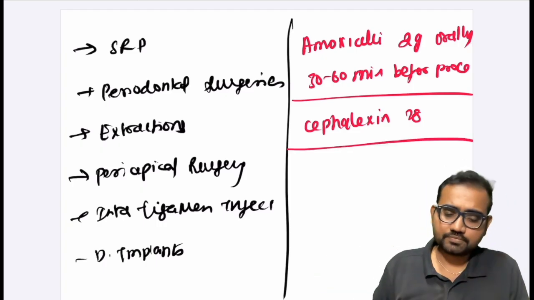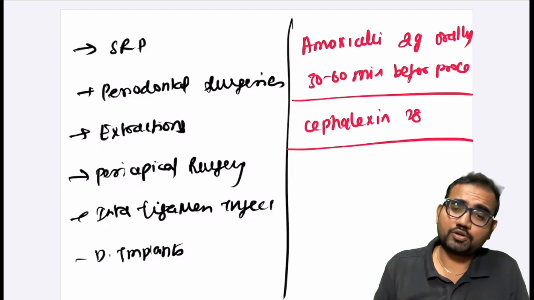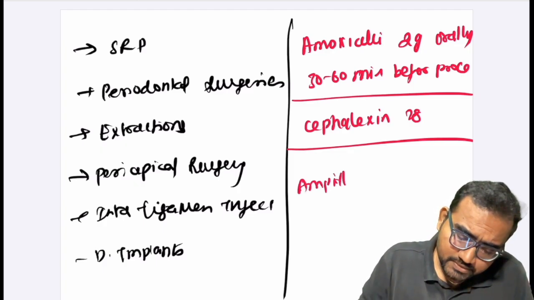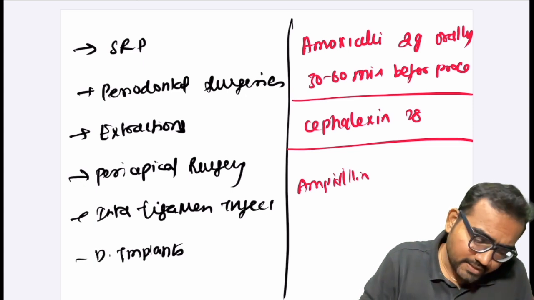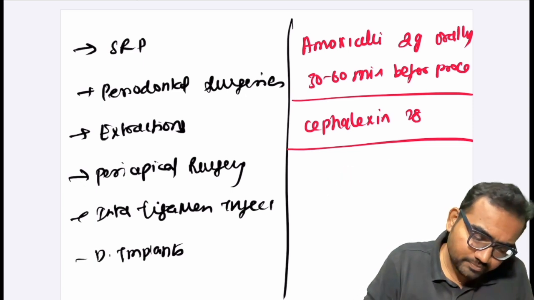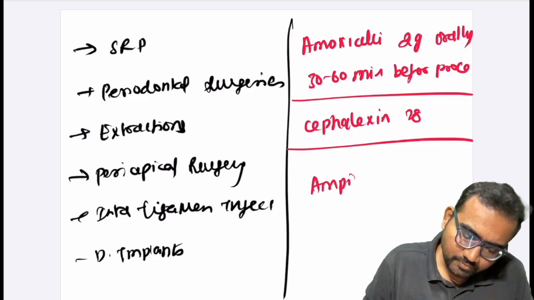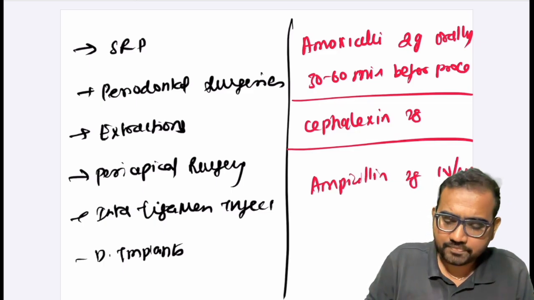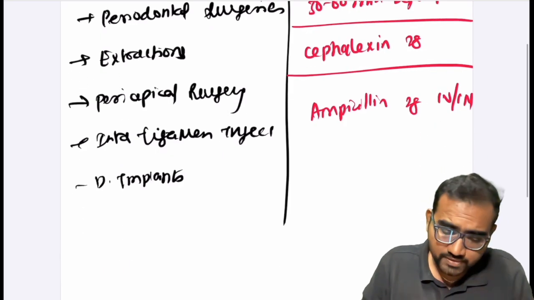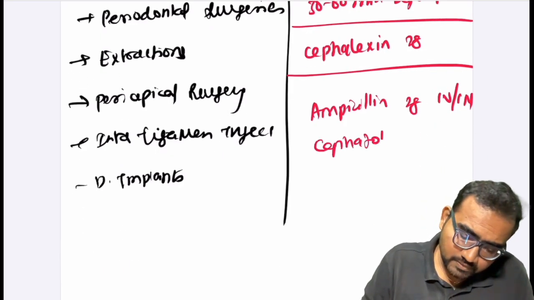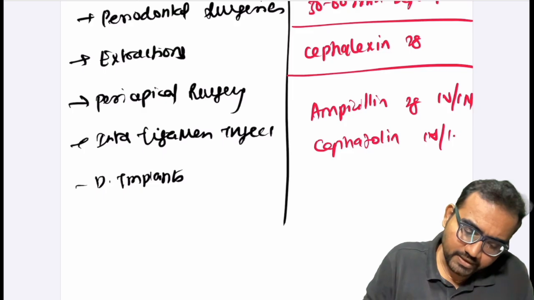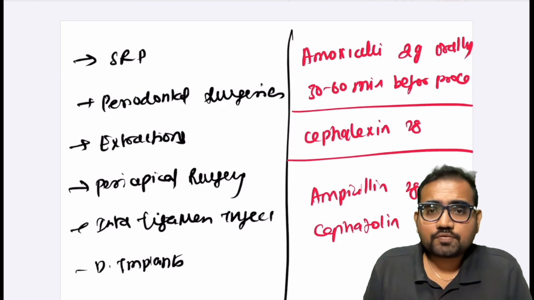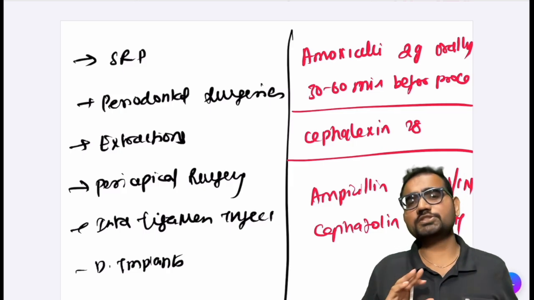Now, if the patient is not able to take oral, then I can prescribe ampicillin 2 grams IV or IM. If the patient is allergic to penicillins, then I can give cefazolin IV or IM. So this is the antibiotic prophylaxis for a patient with infective endocarditis. So this is about infective endocarditis.